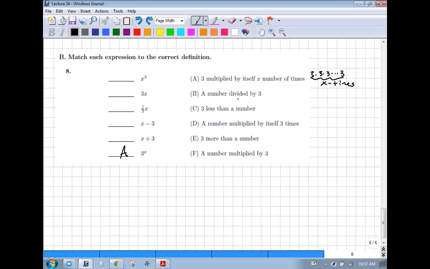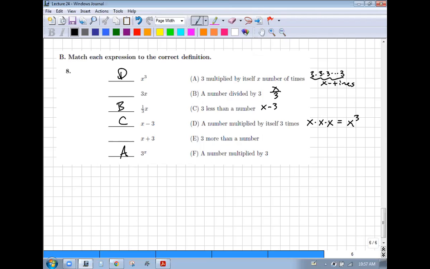A number divided by 3, also known as 1/3 X. 3 less than a number. So you have a number and you take 3 away from that, you have 3 less than a number. So let's see. A number multiplied by itself 3 times. Here's a number, multiply it by itself 3 times. This is X cubed. So this is D up here.